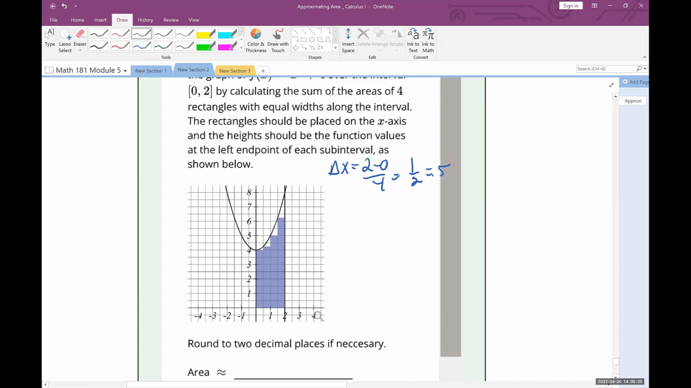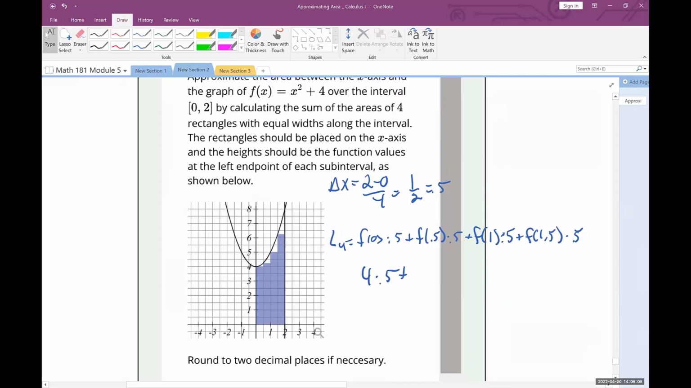So they want us to do, looks like left-hand approximations. So L4 is going to be f of 0 times 0.5 plus f of 0.5 times 0.5 plus f of 1 times 0.5 plus f of 1.5 times 0.5. So it looks like it's going to be 4 times 0.5 plus, it's a formula, 0.5 squared, so it's 4.25 times 0.5 plus 5 times 0.5 plus 6.25 times 0.5, and you come up with 9.75.